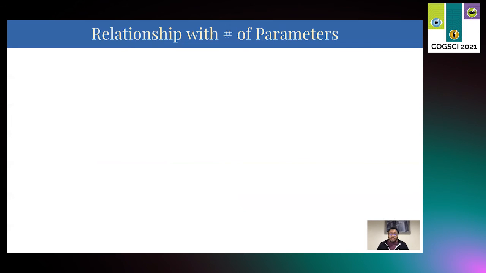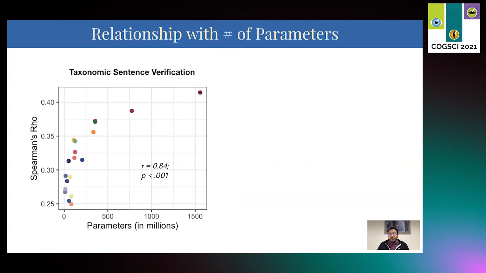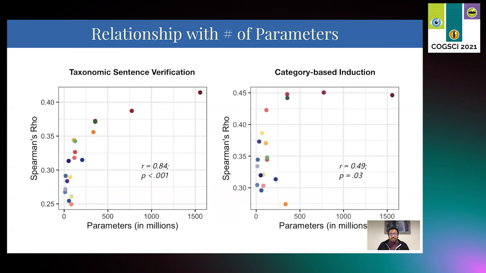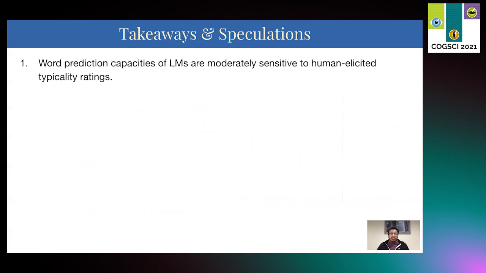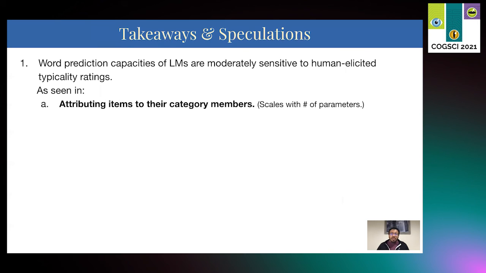We also notice that larger and more expressive language models generally tend to show better correspondence with human typicality ratings in the taxonomic sentence verification paradigm, but substantially less so in the category-based induction experiments. This suggests interesting implications for model scaling and categorical knowledge, which we leave for future work. In summary, word prediction capacities in language models show modest correlations with human typicality judgments, suggesting that these models might miss out on the fine-grained graded categorical information during pre-training. And this is seen both in tests targeting taxonomic sentence verification and argument strength patterns in category-based induction as conducted on these models.